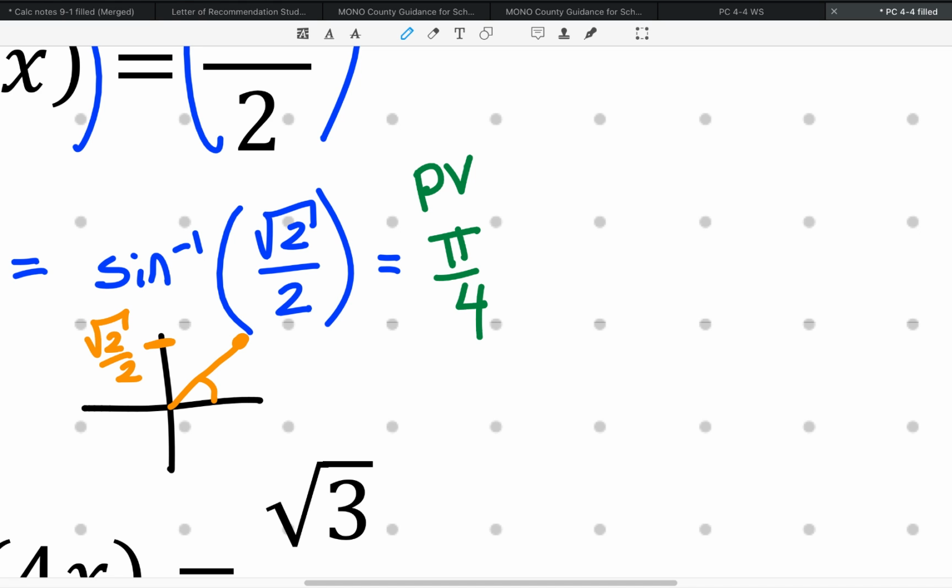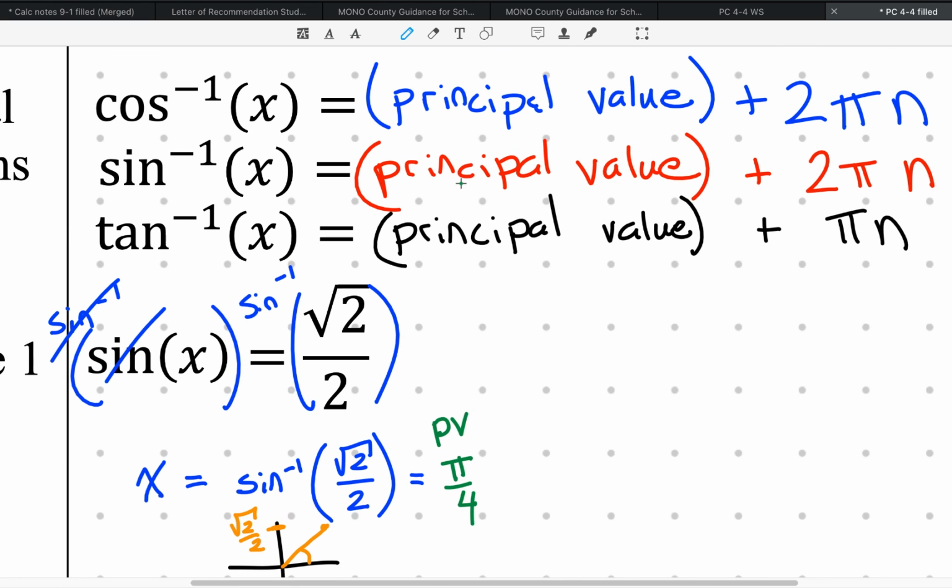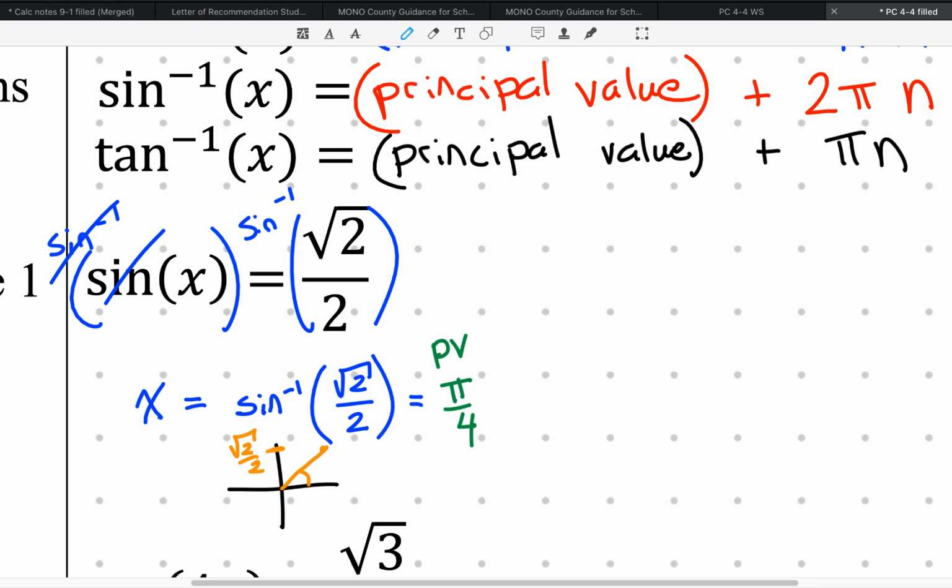Are we done? No. Look at our formula up here. Our formula states, first find your principal value, which we did. We found this red principal value for arcsine, and then we're going to just write out plus 2 pi n. So now I'm going to say plus 2 pi n, and I'm done. Box it.